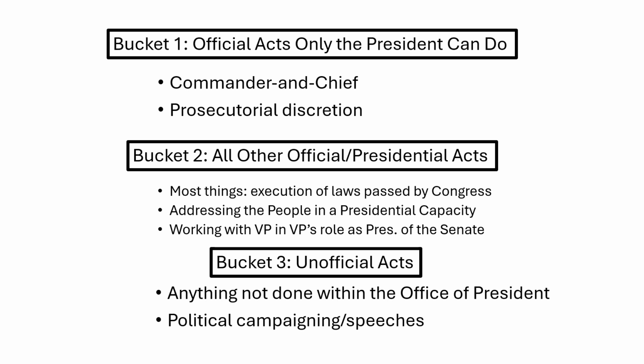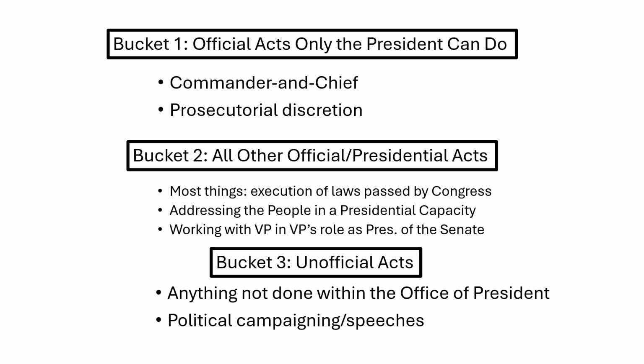Beyond that, the court specifically mentions that addressing the people in a presidential capacity would fall into bucket 2. And this act, addressing the people in a presidential capacity, is actually one of the ones that kind of causes a problem in the present case. And then working with the vice president, and the vice president's role as president of the Senate, that's another one that the court seems to indicate is in bucket 2, if I understood it correctly.